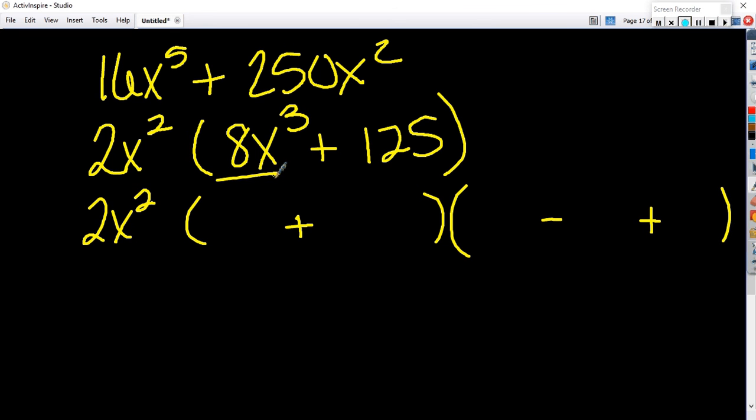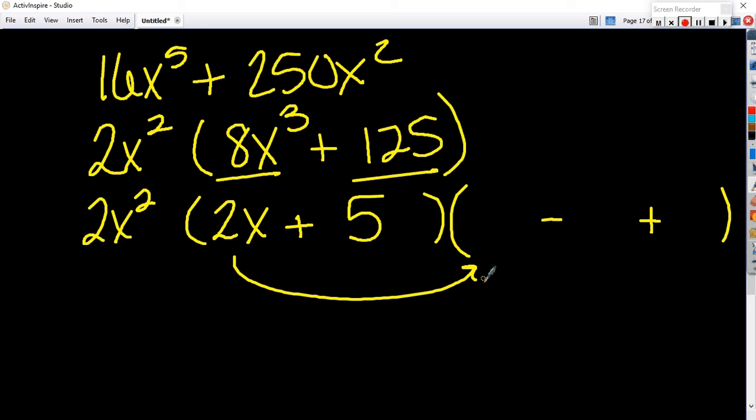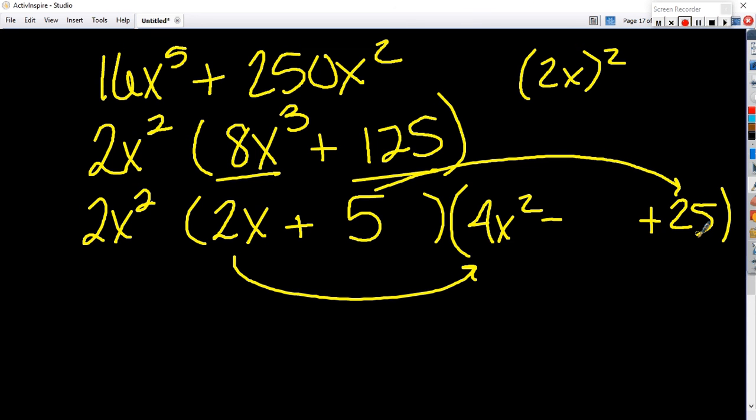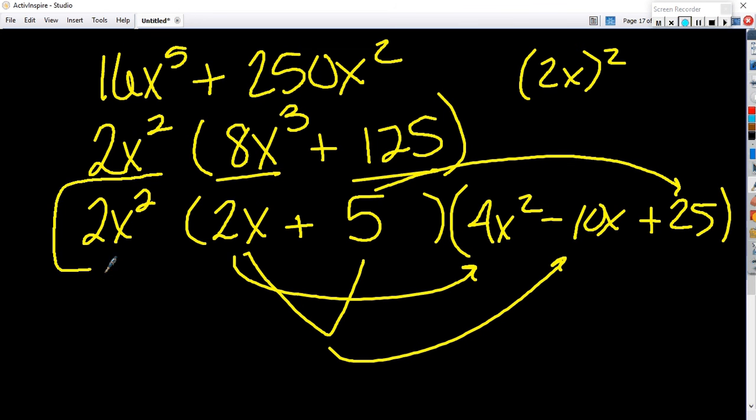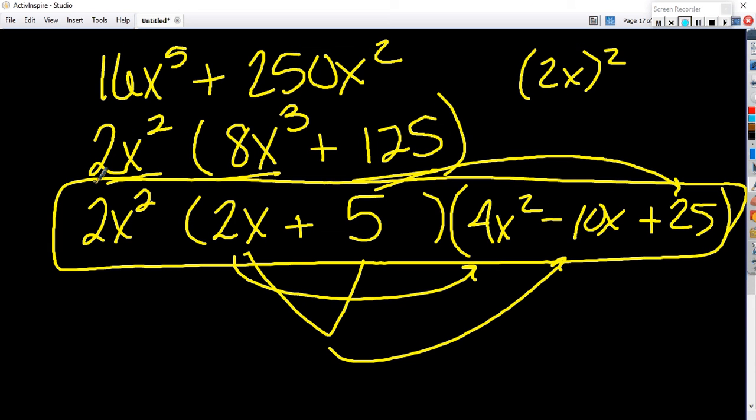What times itself 3 times gives you 8x cubed? 2x, because 8 is 2 to the third. What times itself 3 times gives you 125? 5. Now, square the first one. Square the 2 also, though. So 4x squared. Square the last one. Put them together. Now it's completely factored.